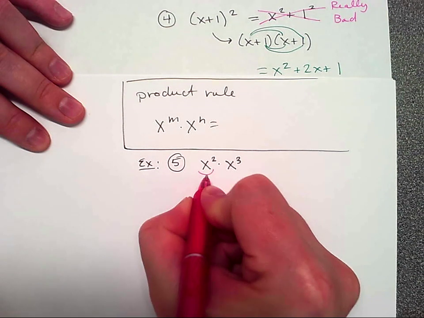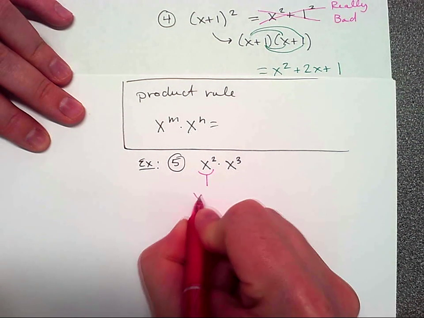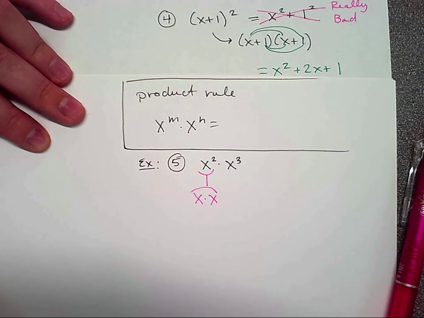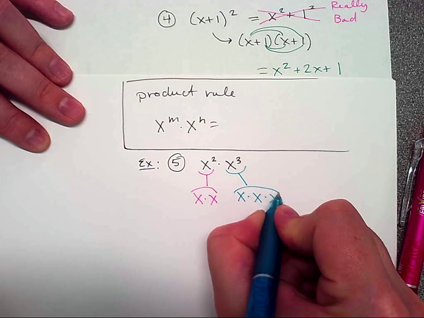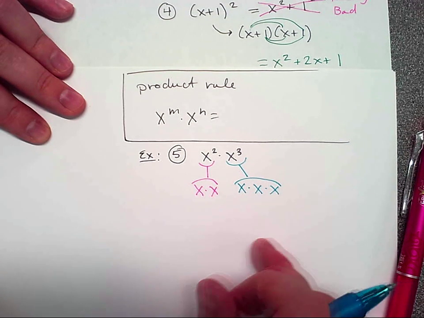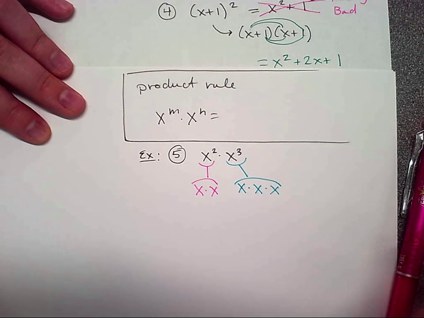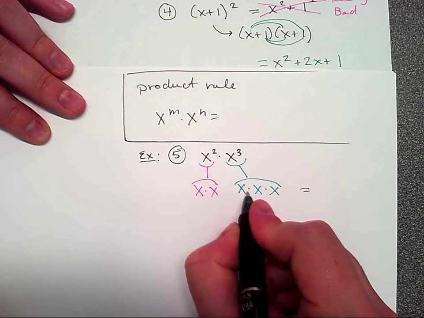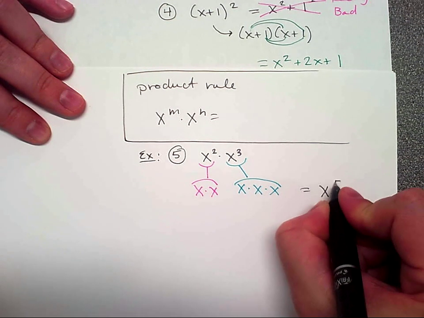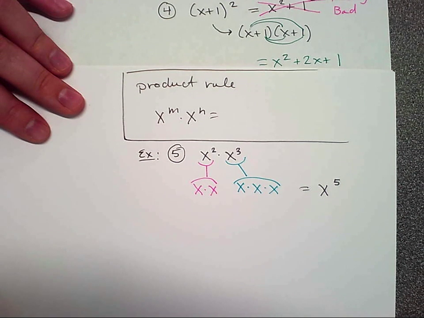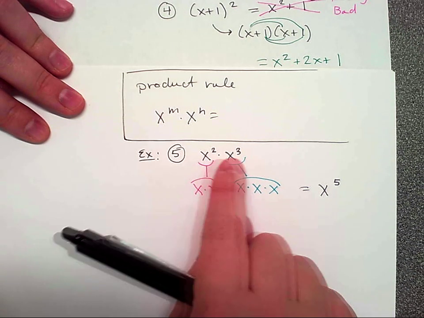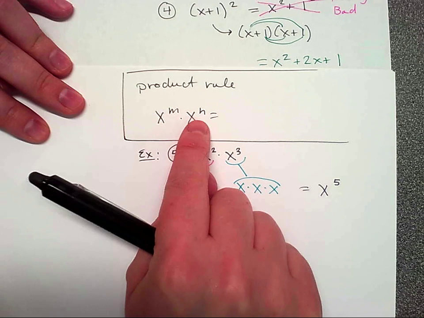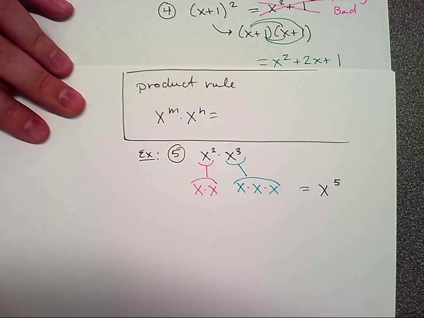So x squared is what? x times x. x cubed is x times x times x, right? It's itself multiplying by itself that number of times. So what does this equal? I have x times x times x times x times x. That's x to the 5th power, right? Just using the definition. So what did I do to the exponents to get here? We added them, right?